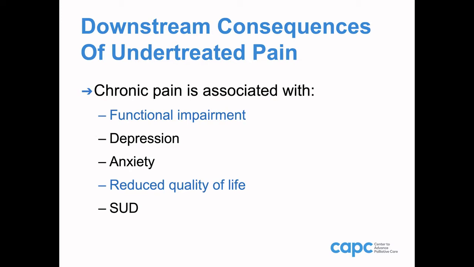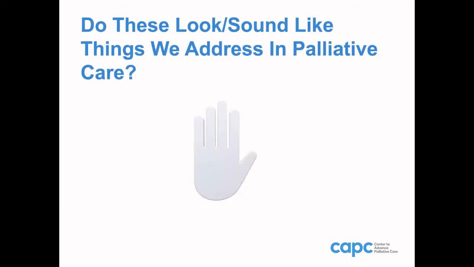Well, chronic pain we know is associated with functional impairment, reduced quality of life, depression, anxiety, and substance use or opioid use disorder. So this is a pretty profound impact that it has on people's lives. And I highlighted functional impairment and reduced quality of life in blue. I probably could have highlighted depression and anxiety as well, because I ask another question. Do these look and sound like things that we address in palliative care and that are within our skill set? Again, just to think about for the discussion.